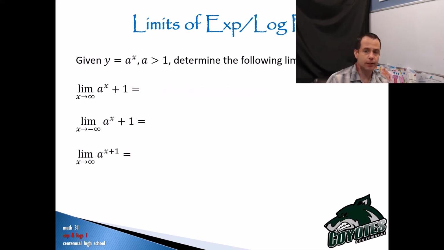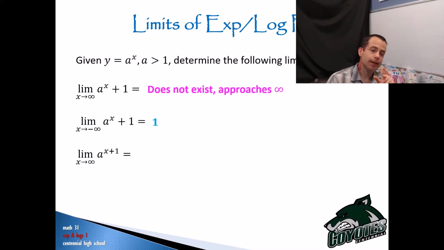Okay, now we're going to take a look at the same graph, but we're going to just add some parameters around it. So now we're looking at the limit of, as x approaches infinity, of a to the x plus 1. So again, this first guy, if I'm approaching infinity, that a to the x is just going to get bigger and bigger and bigger and bigger. So the limit won't exist. It approaches infinity. Okay. Again, if I approach negative infinity, a to the x is going to become 0. So I'm going to be left with 1.